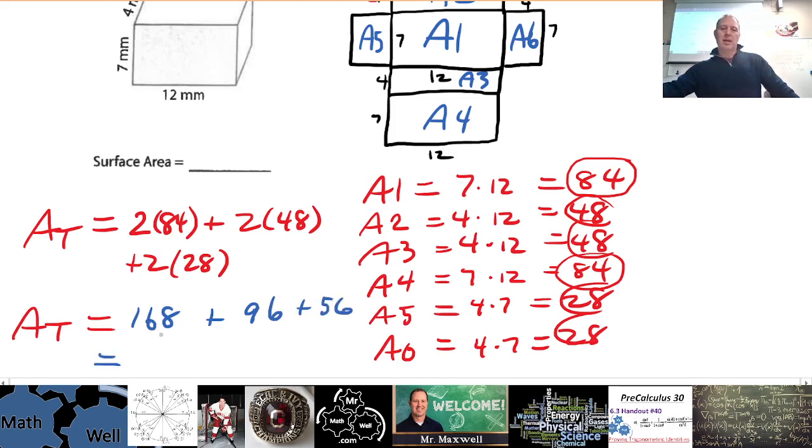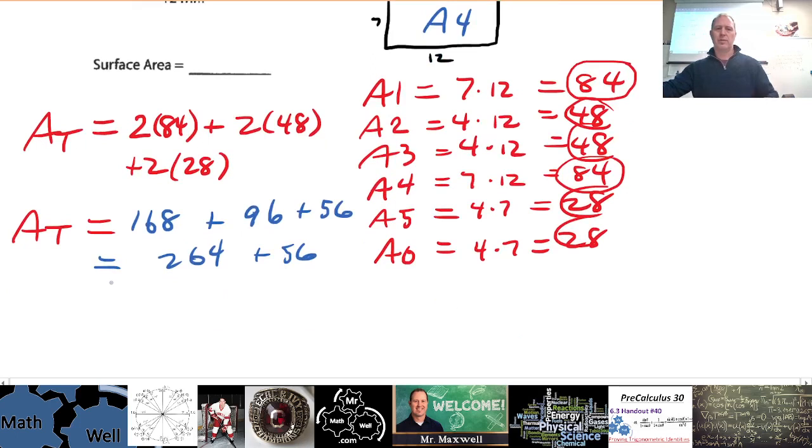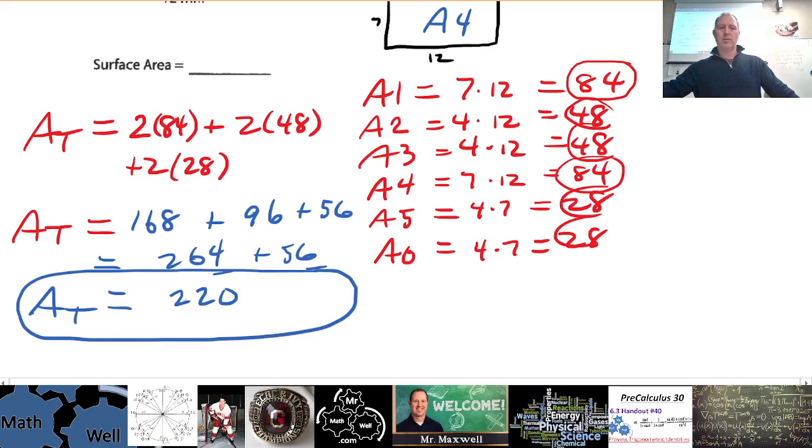So 168 plus 96, that's 4 off of 100. So 268 minus 4 is 264 plus 56. 260 and 50 is 310 plus another 4 and 6 is 10, so 320. Did I get that right? Yeah. All right, 320. So area total is 320. I can stop right there, correct? 320, thank you, 320. And what else am I missing?